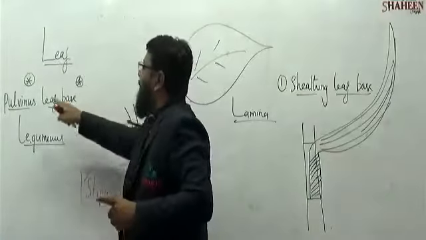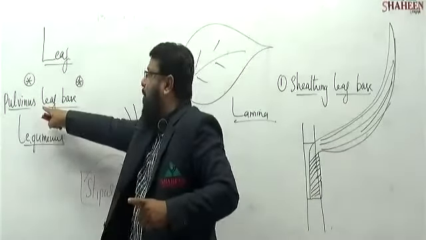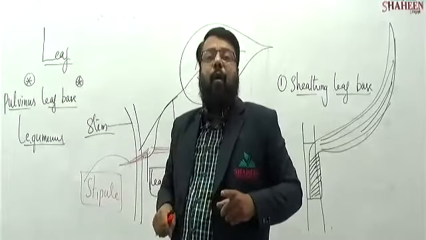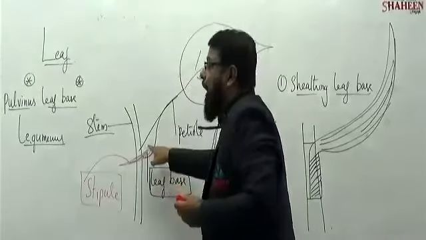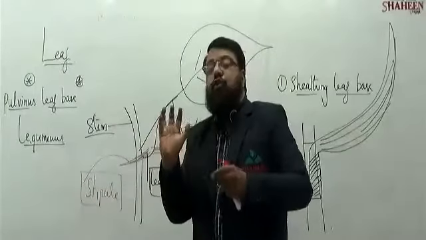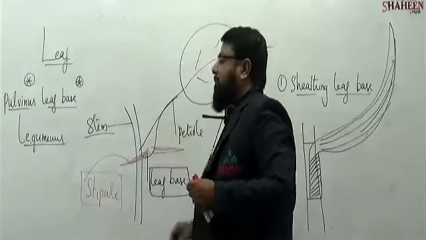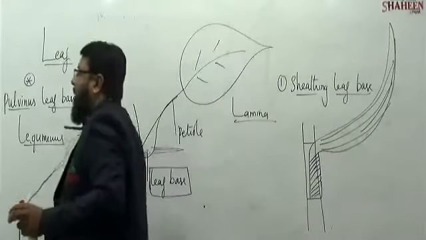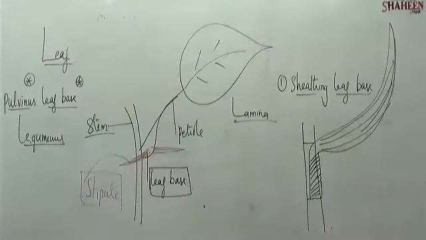What is the leaf base? That is the pulvinous leaf base. The pulvinous leaf base is a swollen leaf base, phula hua. A swollen leaf base is called a pulvinous leaf base.